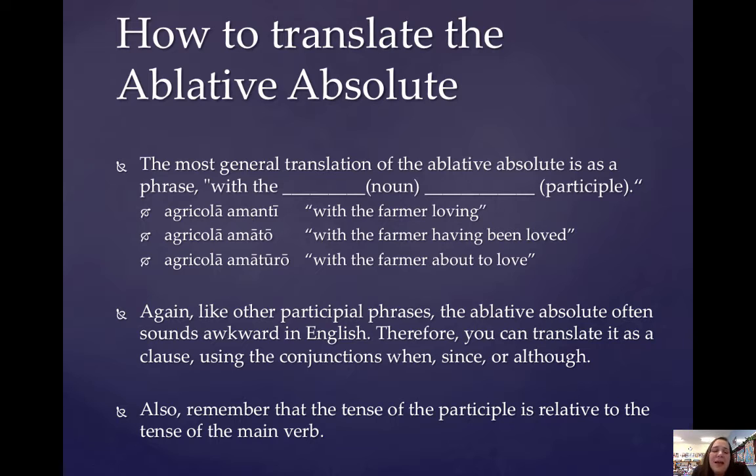Also keep in mind, the ablative absolute, like every other participial phrase, the participle within the ablative absolute, its tense is relative, meaning that it's telling you when the participle happened in relation to the action of the main verb, not an absolute tense, okay? So you have to look at the tense of the main verb and then translate the present participle in the ablative absolute as the same tense, the perfect participle as occurring beforehand, and the future participle as occurring afterwards, okay?